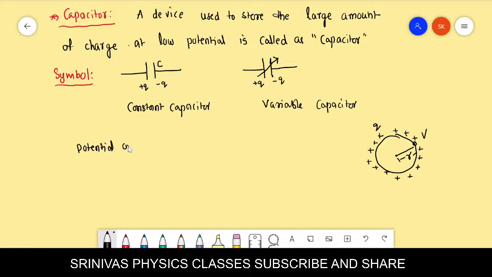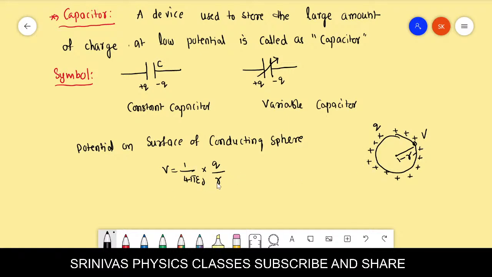And we know the potential on the surface of a conducting sphere, right? What is the formula for the potential on the surface of a conducting sphere? The potential formula is V is equal to 1 by 4 pi epsilon naught into q by r. Is it right? This is the formula for the potential on the surface.